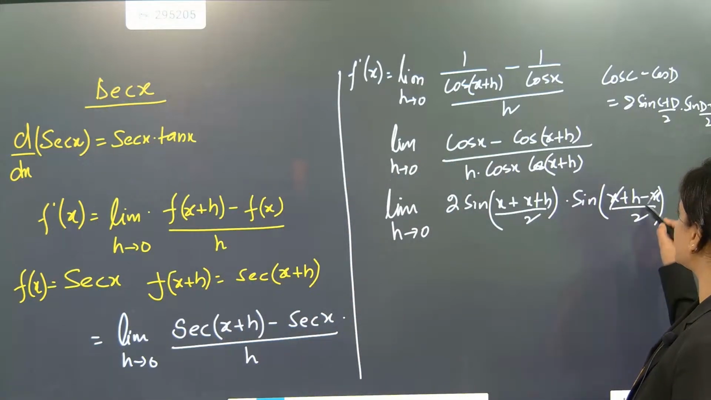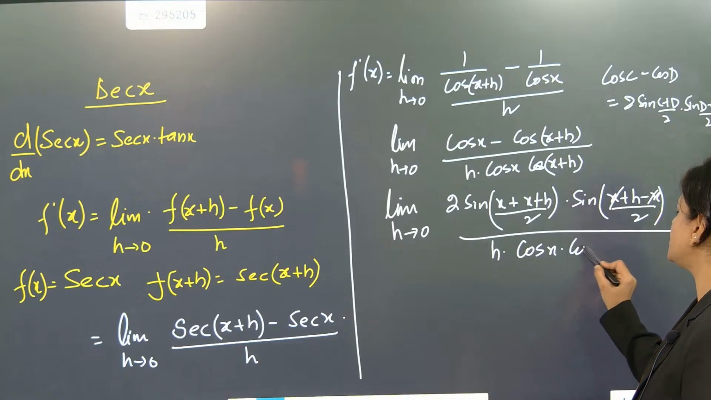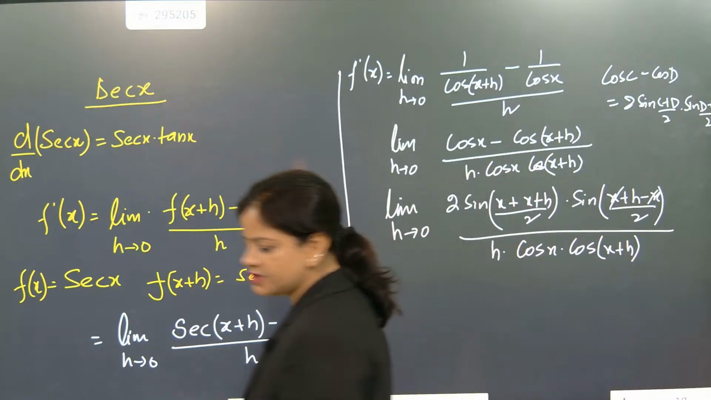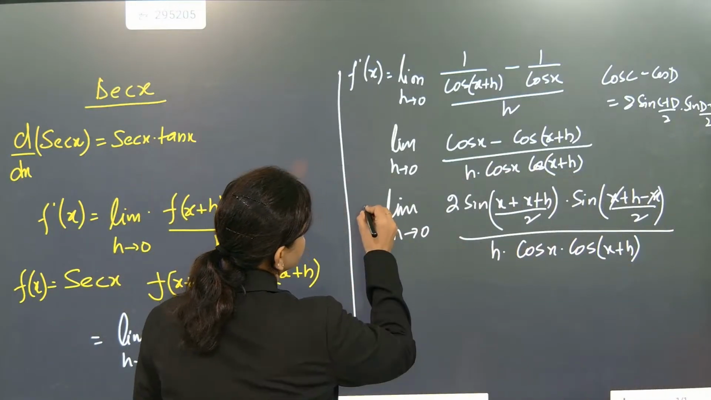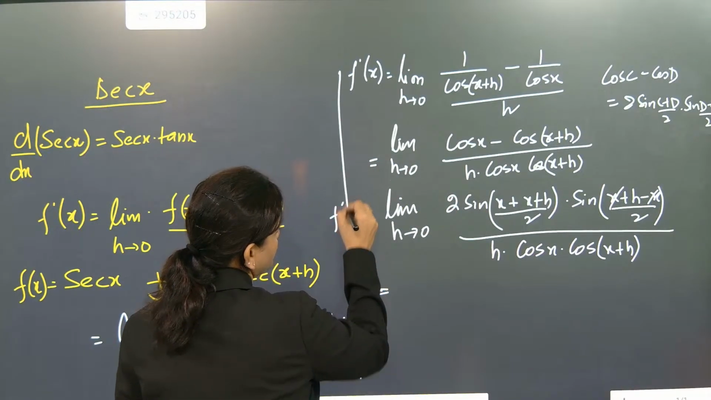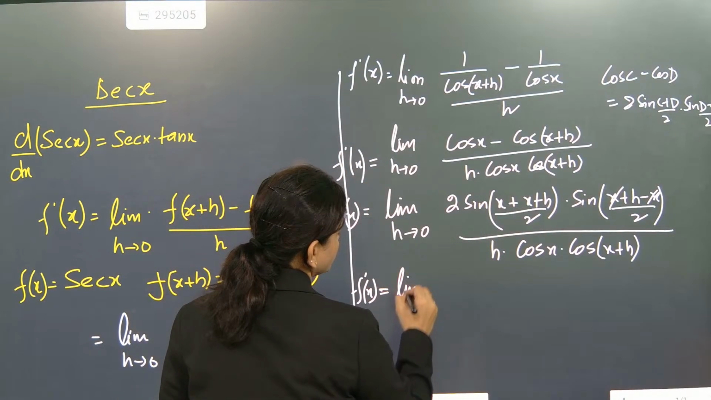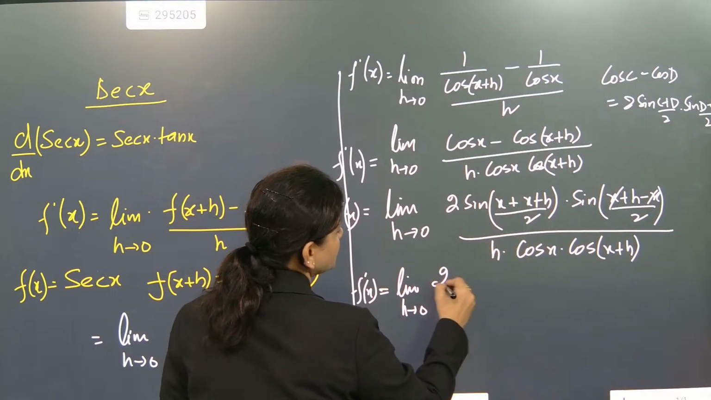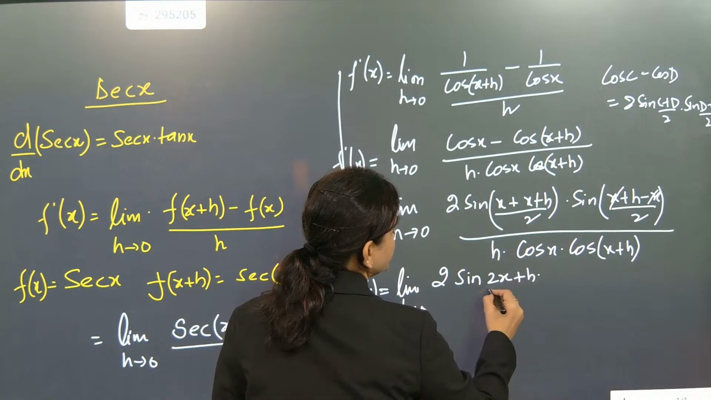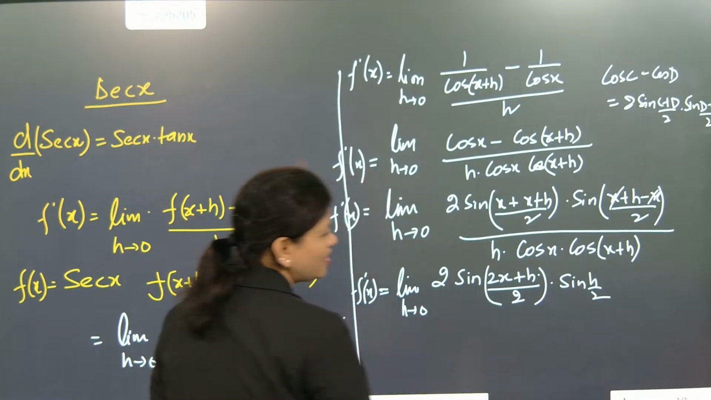So now this and this will get cancelled. The denominator part will become h into cos x into cos of x plus h. Okay, till here we did. Now the next part. This is all equal to f dash x. Here it will become limit h tends to 0, 2 sine of 2x plus h by 2, and here it is coming as sine of h by 2. Here only we can make the story over.